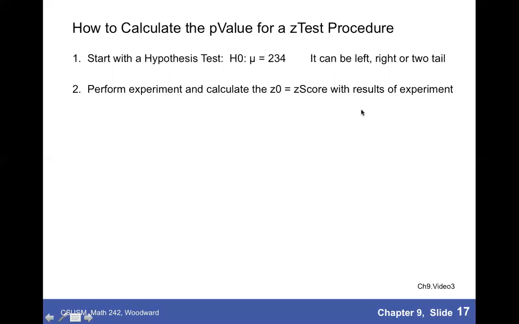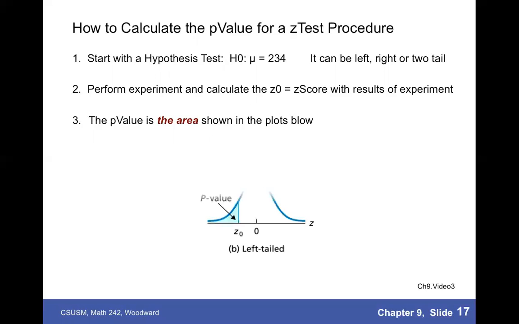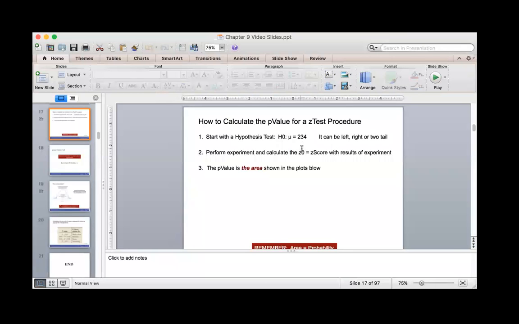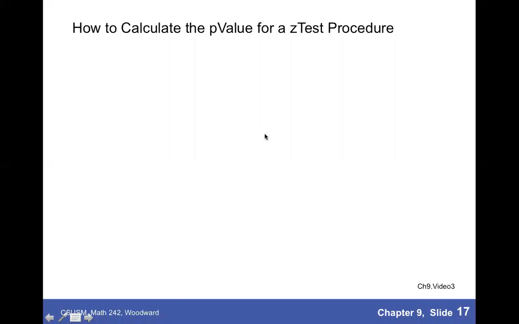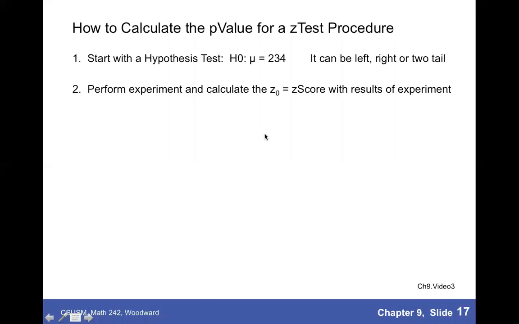With results of experiment. So I perform an experiment, and I calculate the Z-score. The p-value is the area shown in the plots below. Oh, I see what I did. So I get a z-score equal to z sub 0. That's what that's supposed to be. Z sub 0. I'll make it better. So I'm calling my z-score z sub 0.